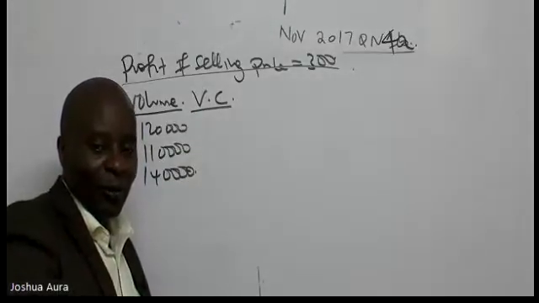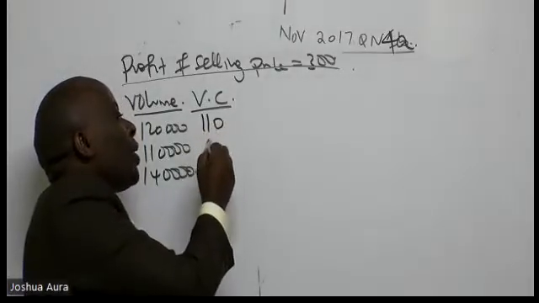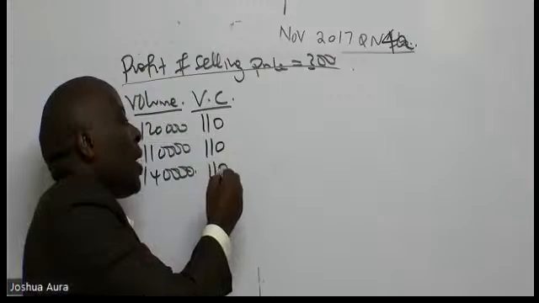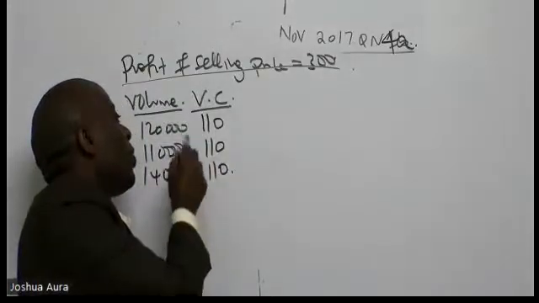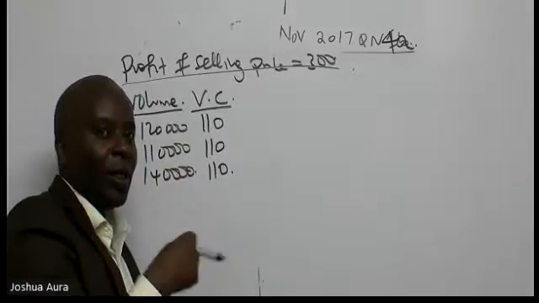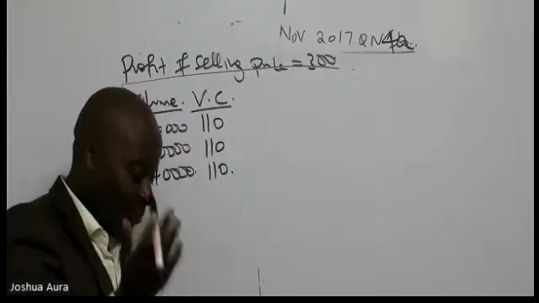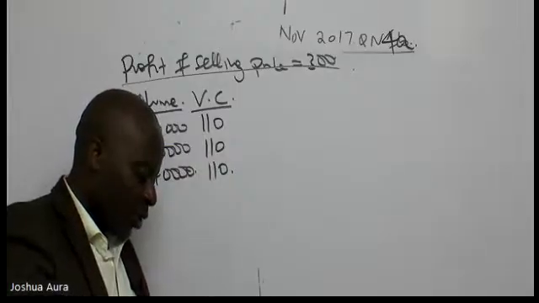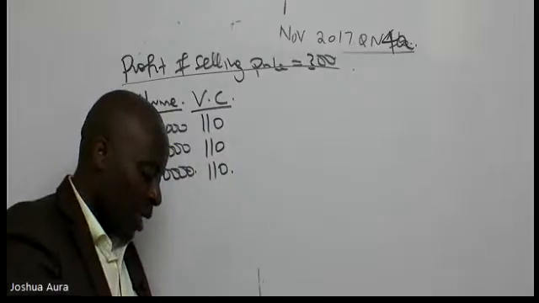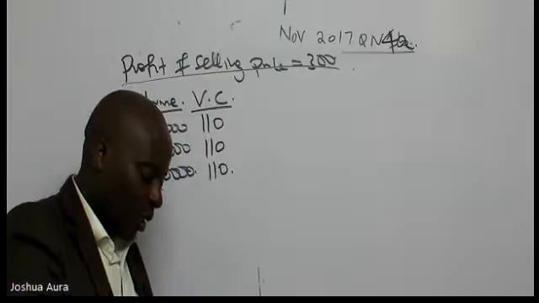All of them are getting it, but throughout, we shall use 110. Why? Because these quantities are more than 100,000. They are big. We are told the variable production cost would be 120 per unit for production volumes up to and including 100,000 units each year.